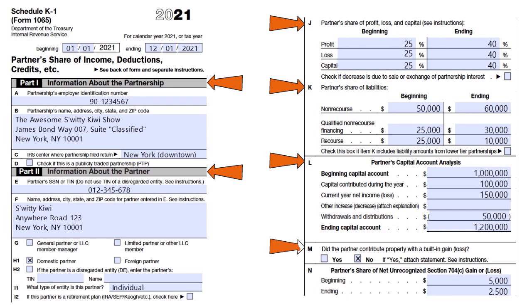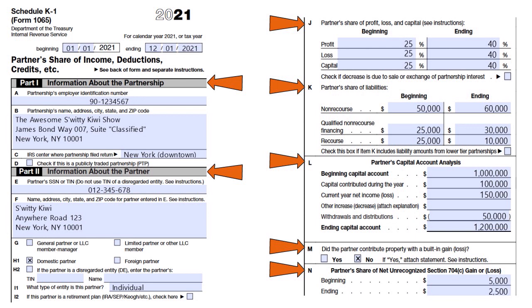And section M, did the partner contribute property with a built-in gain or loss? No. And the partner's share of net unrecognized section 704C gain or loss. The beginning, 5,000, ending 2,500. We can explain this on other shows. If you're interested, please drop us a comment, and we'll certainly do a show about some of those terms and phrases that may sound sort of complicated for you.